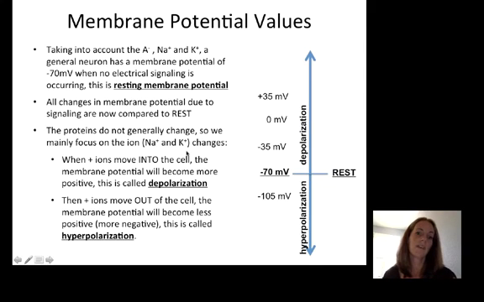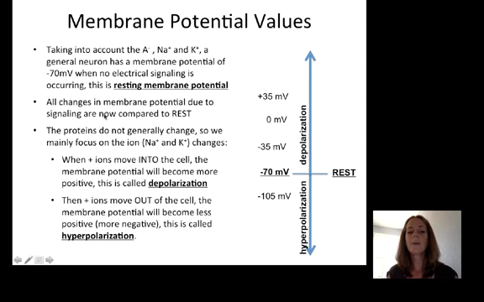Now, yes, there can be other ions in cells and in neurons, but it is generally the sodium and the potassium that give the major changes. If you take this further into some neuroscience classes, you will learn more about other types of ion channels and ion changes. For us, we're going to focus on sodium and potassium.